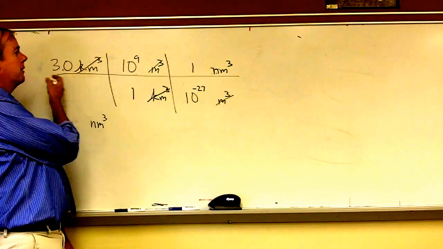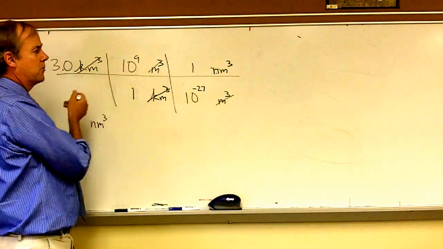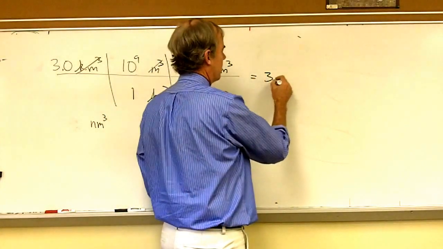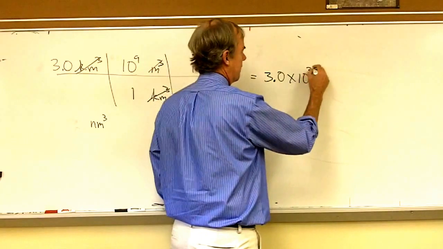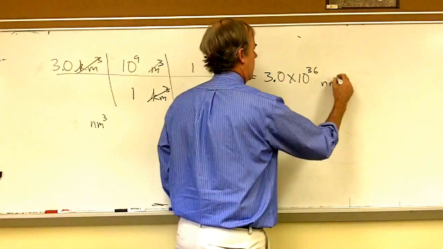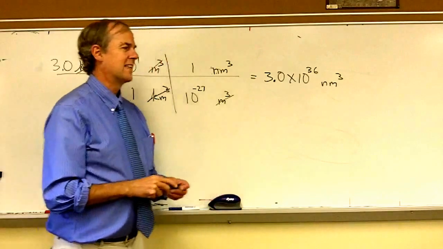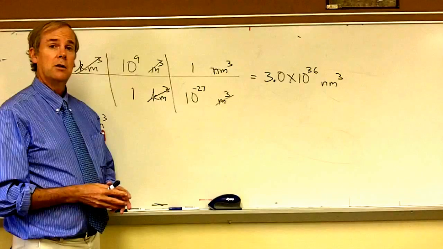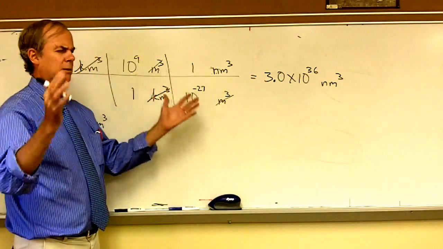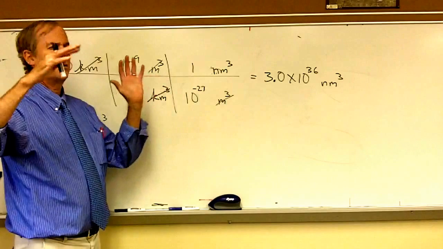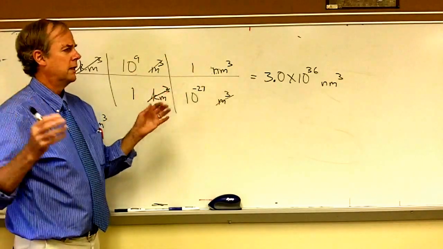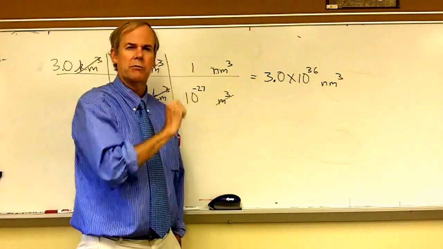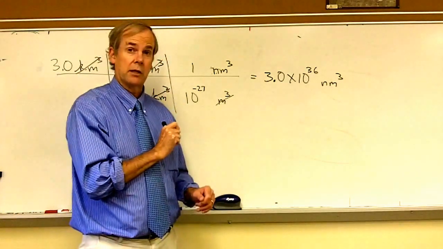I simply grab my calculator and multiply 3 times 10 to the 9th, and I divide by 10 to the negative 27th, and my calculator gives me a very large value indeed. 3.0 times 10 to the 36th, that's awfully large, nanometers cubed. But I was expecting that. I'm picturing something that takes up more space than about 4 or 5 superdomes. I'm talking about how many tiny, tiny, tiny little cubic billionths of a meter would fit into that space. And it's going to be a significant number.